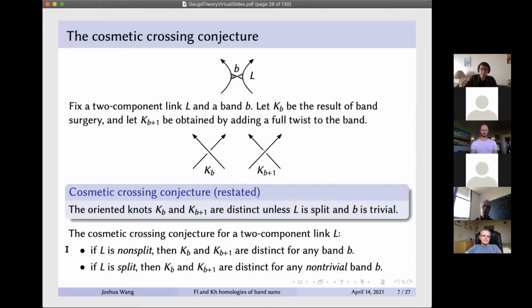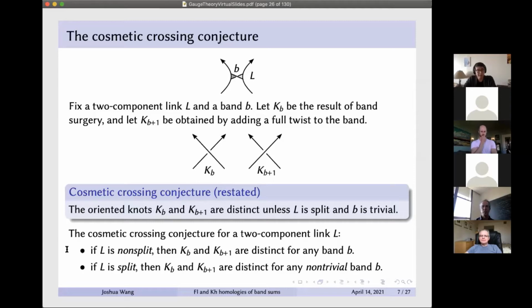So instead of trying to prove this conjecture one knot at a time until you've proven it for all knots, you could instead try to prove it one two-component link at a time until you've proven it for all two-component links. Right, so that's the approach I'd like to take today.